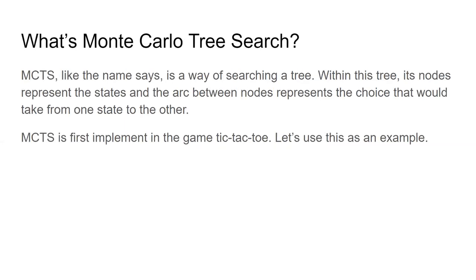Above, we talked a lot about Monte Carlo simulations, MCS. Now we are talking about MCTS, which is Monte Carlo tree search. First things first, what is MCTS? Like the name says, it is a way of searching a tree. Within this tree, the nodes represent the states and the arcs between the nodes represent the choices taken from one state to the other. It was first implemented in the game tic-tac-toe, and in this section we will use it as an example.